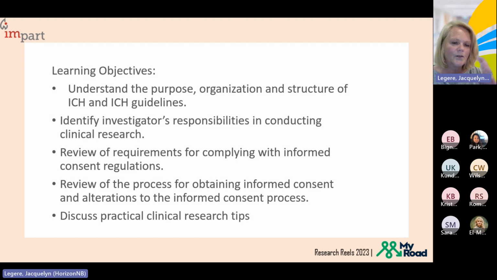And so we'll just talk about, it's okay to understand theoretically what these things are, but it's nice to see how they actually apply in the clinical research world.